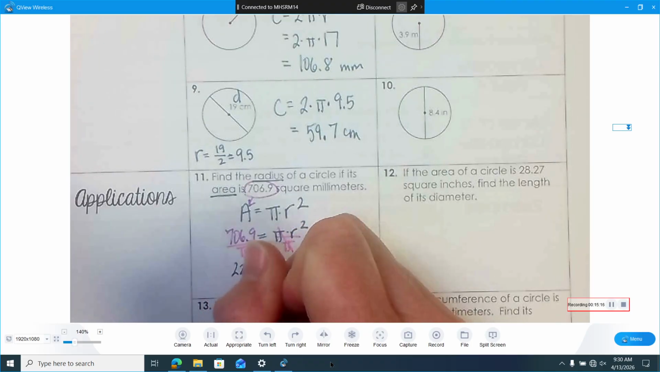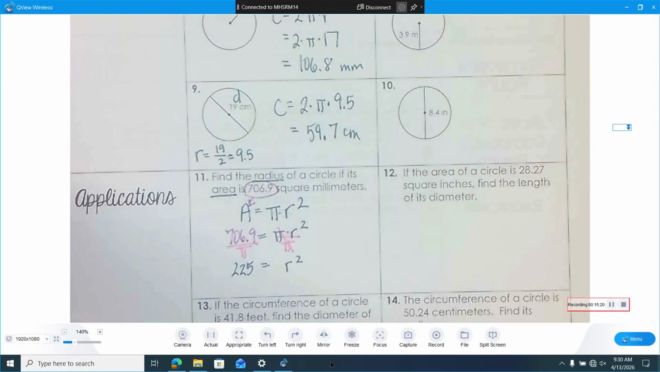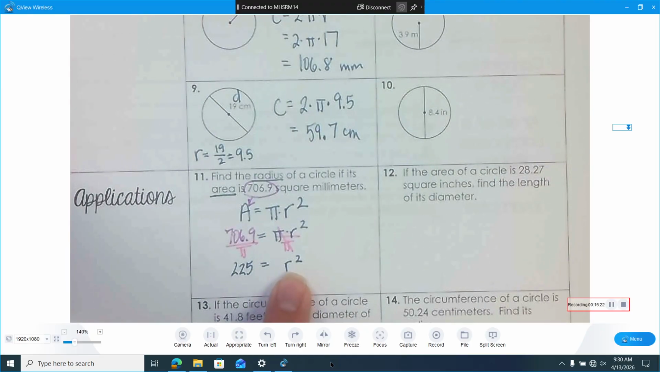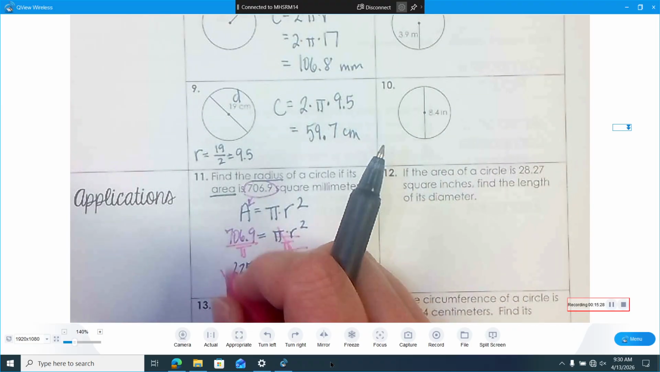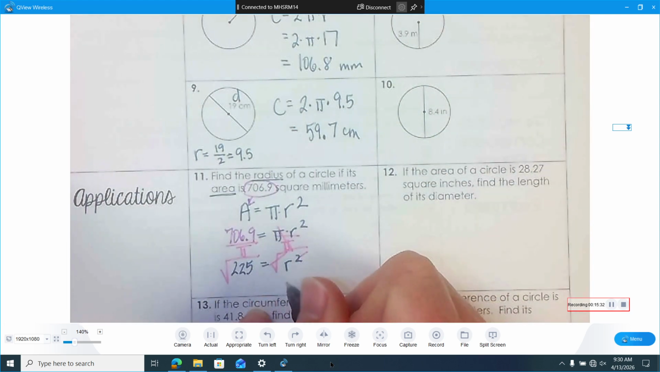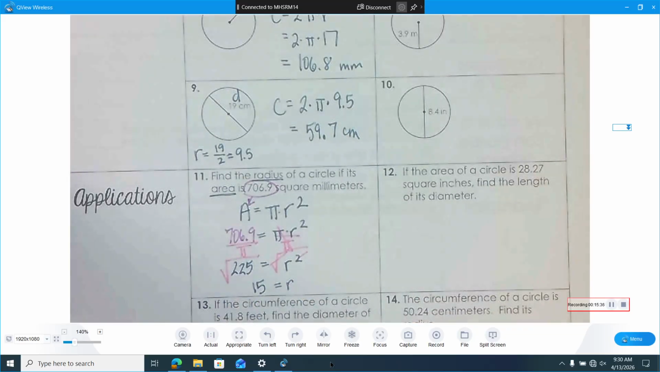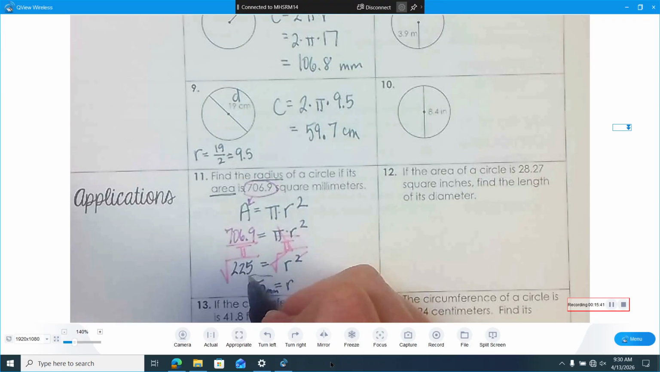225 equals the radius squared. Now, how do you get r all by itself? How do we get rid of the power of 2? Square root it. Very good, you guys. We're going to square root both sides. The square root and the square cancel out, and we get 15. So that's going to be 15 millimeters for the radius.